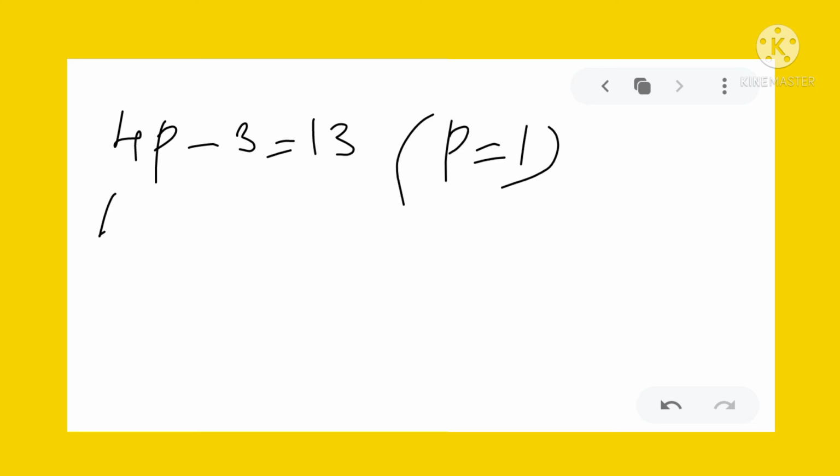Then next one, 4p minus 3 equal to 13 where p equal to 1. That is 4 into 1 minus 3 equal to 13. 4 into 1.